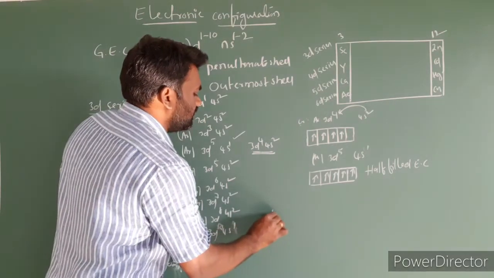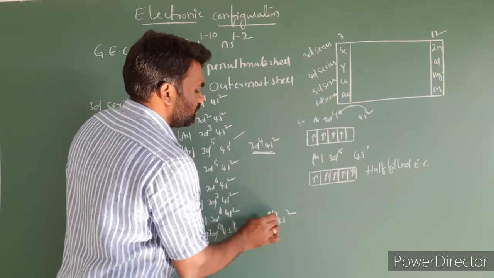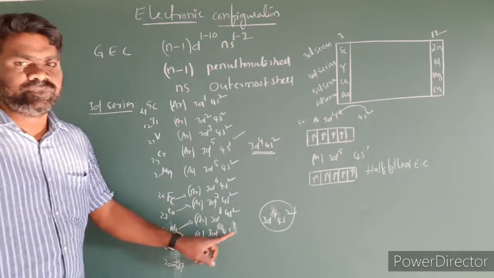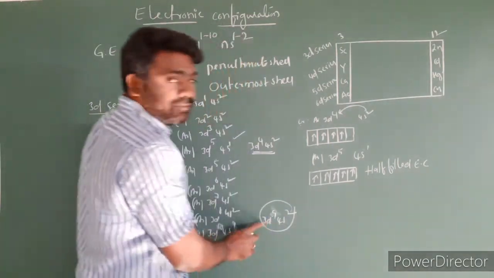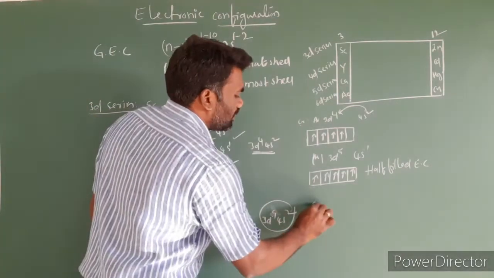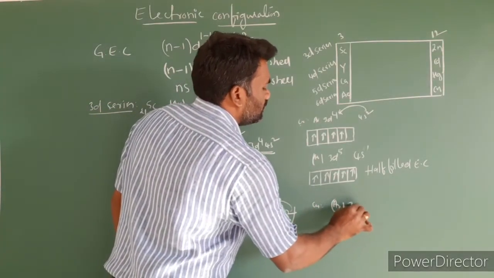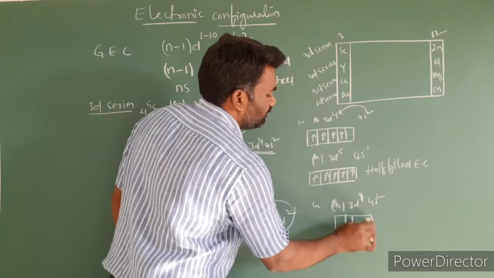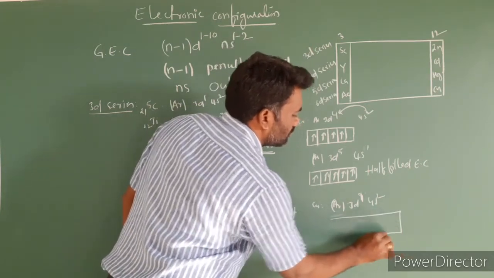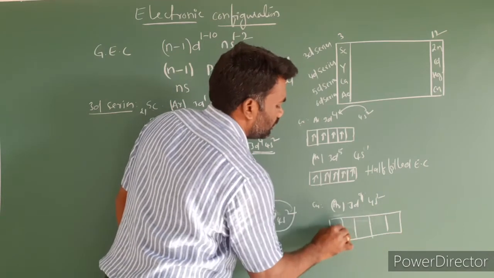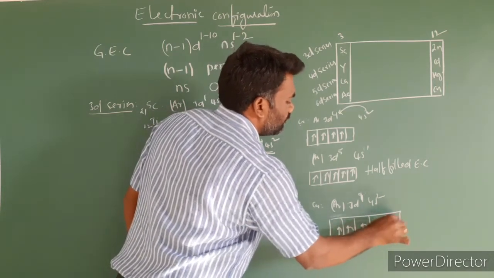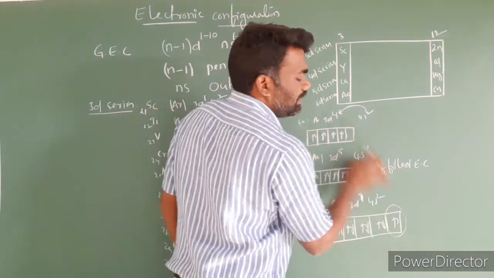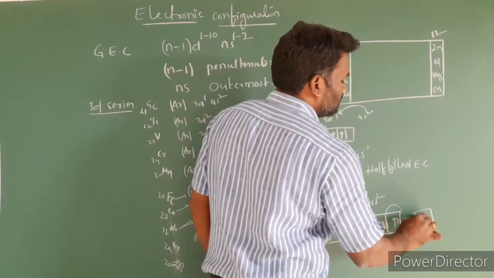Actually, we would have to write 3d9 4s2, but instead of writing 3d9 4s2 we write 3d10 4s1, because the d10 configuration is more stable. If you take copper as argon 3d9 4s2, we get an incompletely filled d orbital, and the 4s has 2 electrons.